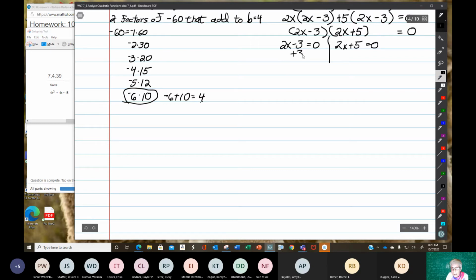Okay, I'll add 3 to both sides. Oh, I might as well just stick to writing on the lines. Plus 3, plus 3. Negative 3 plus 3 is 0, so I'm left with 2x on the left, 3 on the right. I'll divide both sides by 2 in order to solve for x, so x equals 3 over 2. Now come over here. I subtract 5 from both sides. 5 minus 5 is 0. That leaves me with 2x over here equals negative 5.